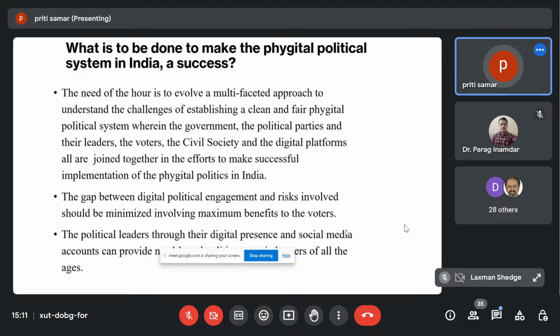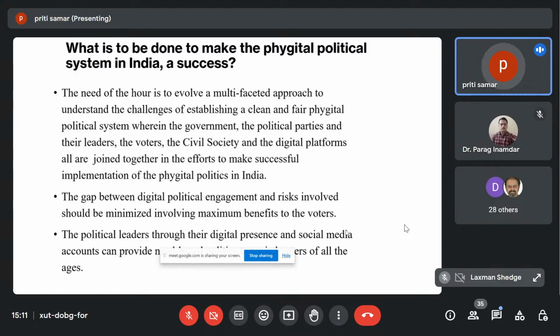The digital world of politics should reach equally to the urban areas as well as to the rural areas. Apart from this, the political leaders, through their digital presence and social media accounts, can provide need based politics to varied voters of all the ages. This is something which is missing.